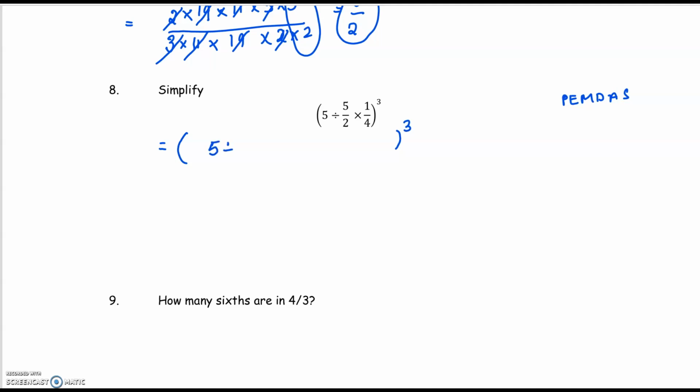We have 5, which is 5 over 1, divided by 5 halves times 1/4. We have 5 over 1. The division changes to multiplication. We flip the fraction right next to the division sign, so that becomes a 2/5. And then we have times 1/4. And at the end, after we've simplified the entire expression, we're going to cube that quantity.